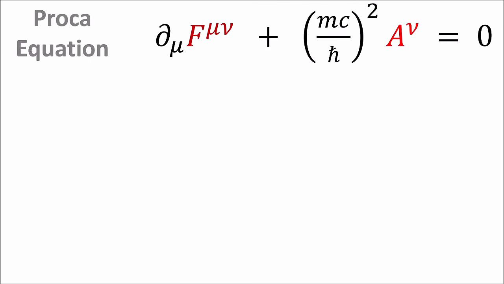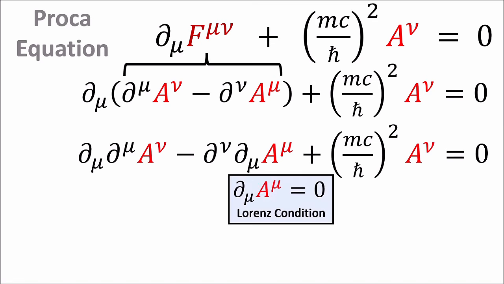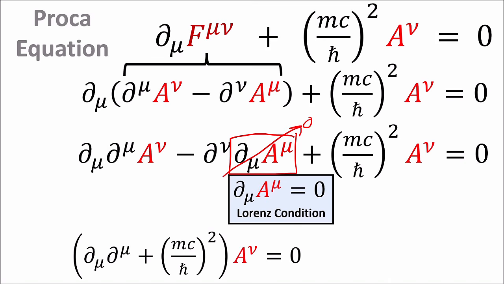If we go back to the Proca equation and write out the definition of F and distribute the derivative, this term now goes to 0 because of the Lorenz condition. The result is this formula here, which is the Klein-Gordon equation. This tells us that each of the 4 components of the A vector individually satisfy the Klein-Gordon equation.